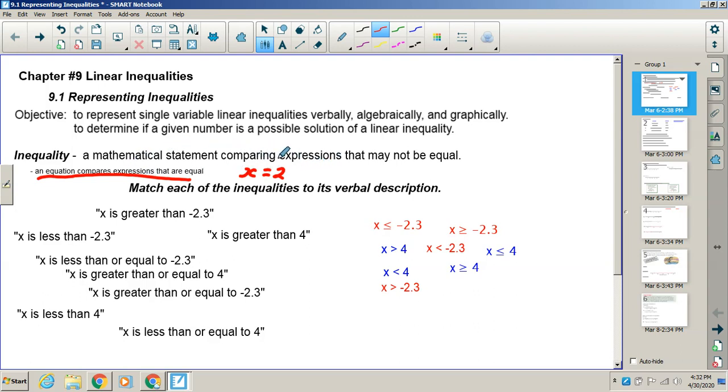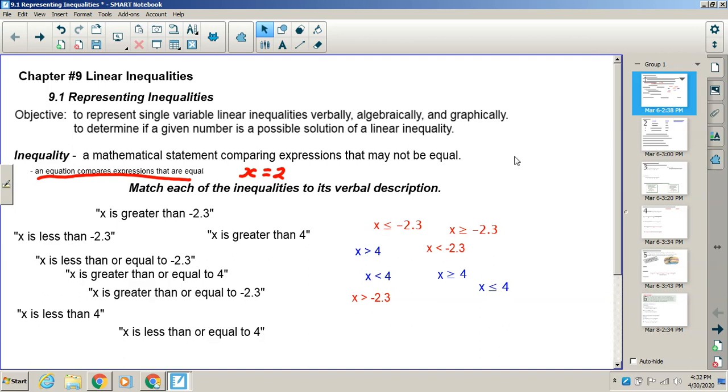Inequalities, we can have more than one solution to an inequality. And at the bottom of the page here is just an example of what inequalities look like. If I look at these ones here on the right-hand side, once we get to solving inequalities, that's what your solutions will look like. And understanding what they mean is the first part of this lesson.